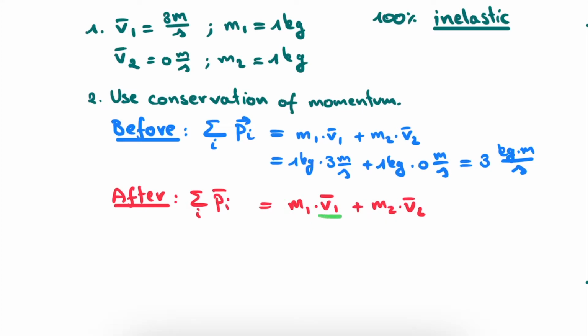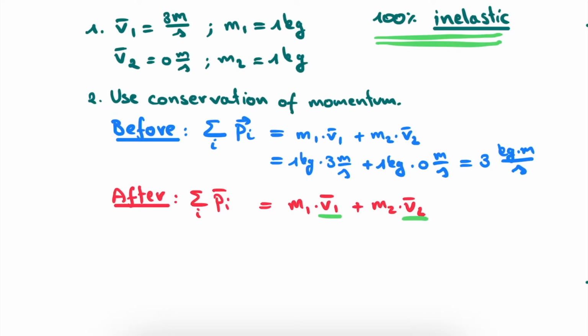What we don't know is v1 and v2, the velocity of both objects after the collision. However, at this point, we use the fact that we have a 100% inelastic collision, meaning that there is no rebound. And since there is no rebound, when these objects collide, they simply will have both the same velocity. Since there is no rebound of object 1 bouncing off of object 2, they will simply have the same velocity.